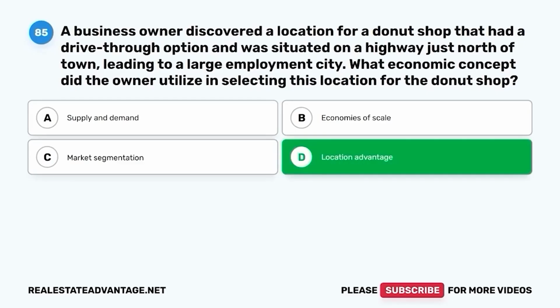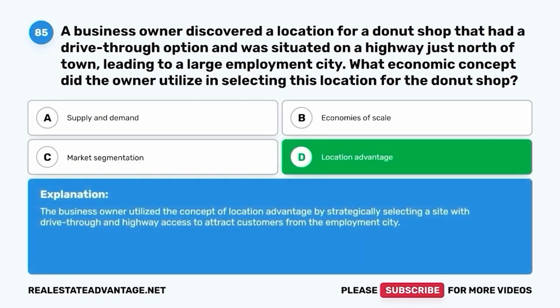Location advantage. The business owner utilized the concept of location advantage by strategically selecting a site with drive-through and highway access to attract customers from the employment city.